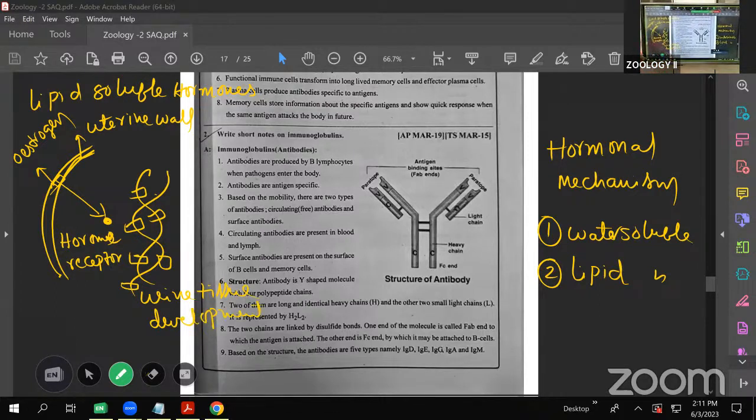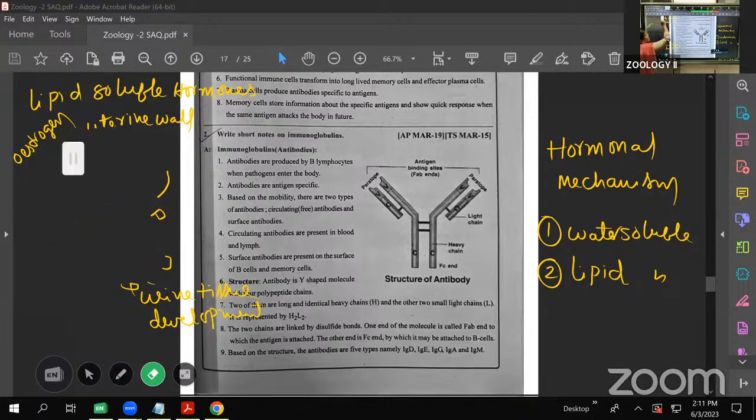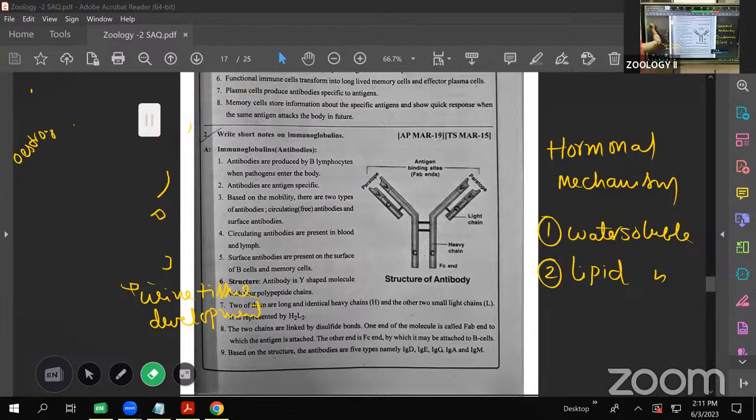One is the water soluble hormone mechanism, and the other is the lipid soluble hormone mechanism. The last question I didn't explain before, that's why I took this. Next, we continue with the immune system.